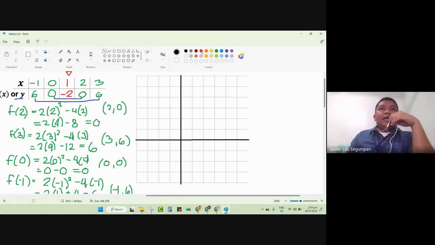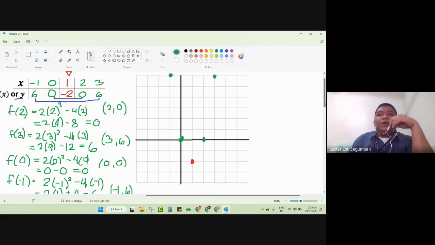Our vertex is at 1 and negative 2. So here at the bottom. So this is your vertex, right? Our next points are at 0, 0, and 2, 0. And finally, you have 3, 6, 1, 2, 3, 4, 5, 6. And then the other side, negative 1, 6: 1, 2, 3, 4, 5, 6.